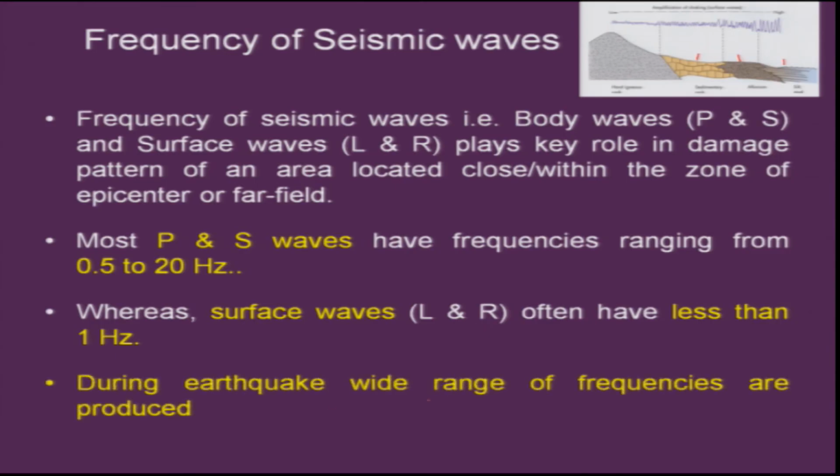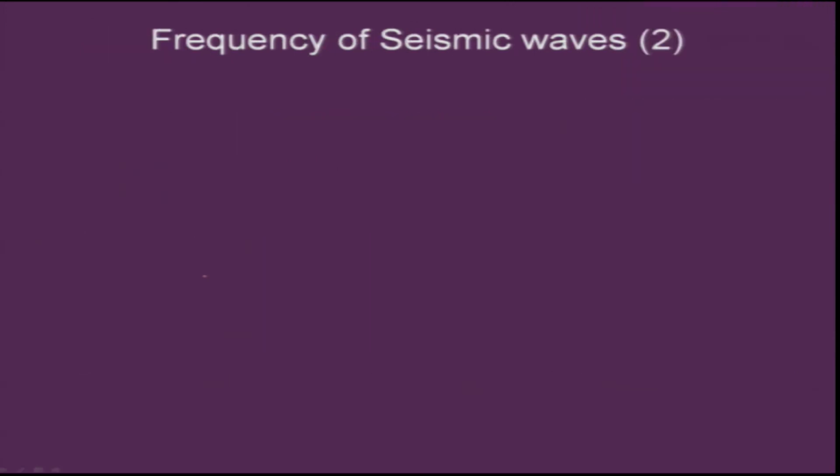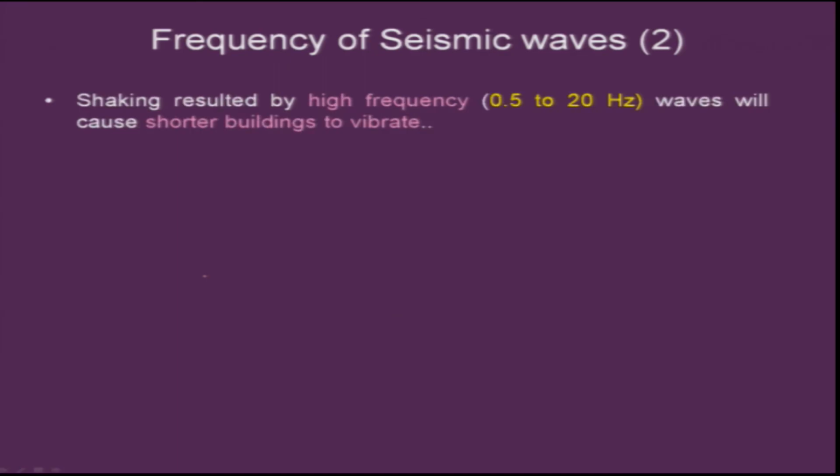So during an earthquake, a wide range of frequencies are produced. Okay, so we see here 0.5 to 20 hertz. We are seeing that a very wide range of frequencies have been produced. Now, shaking results from high frequency. Okay, the 0.5 to 20 hertz waves will cause short buildings to vibrate. Okay, so the shorter buildings will be affected by the body waves.